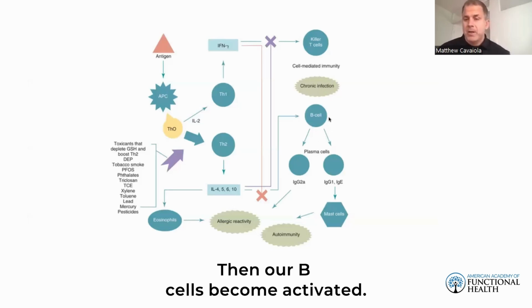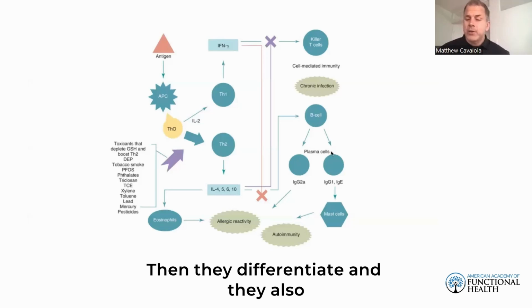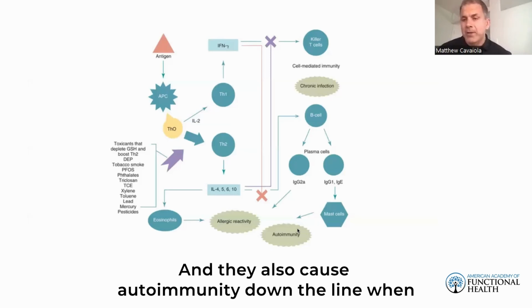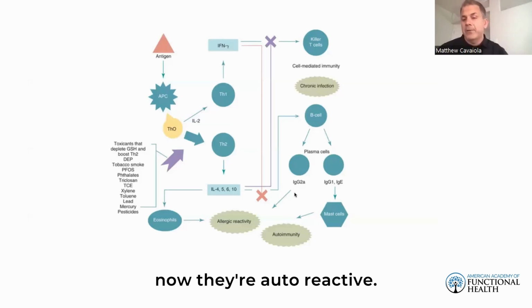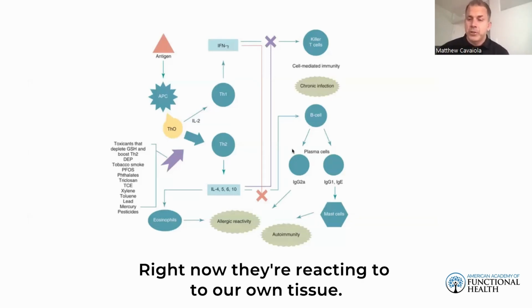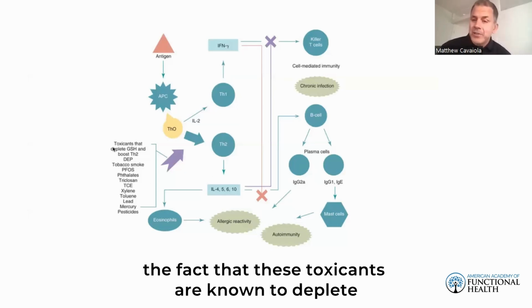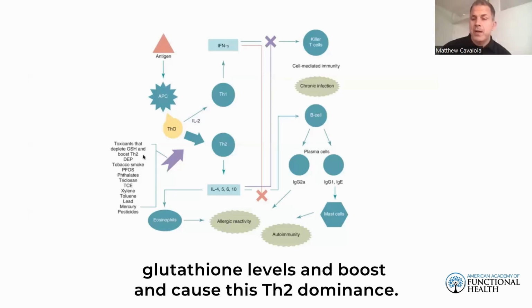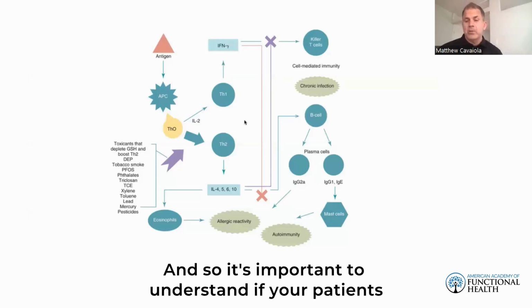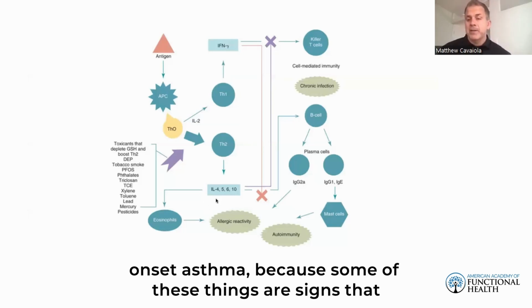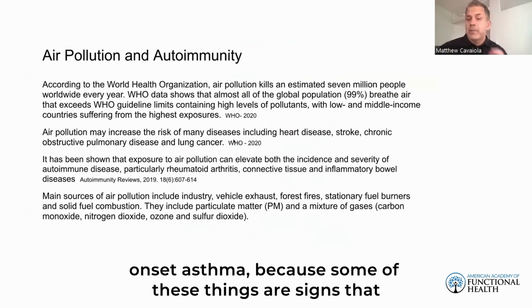Then our B cells become activated, right? Then they differentiate, and they also cause allergic reactivity, and they also cause autoimmunity down the line when they're autoreactive, right? Now they're reacting to our own tissue. So the whole point of this slide is really to talk about the fact that these toxicants are known to deplete glutathione levels and cause this Th2 dominance. And so it's important to understand if your patients have the beginning stages of atopic dermatitis or new onset asthma, because some of these things are signs that something is going on.